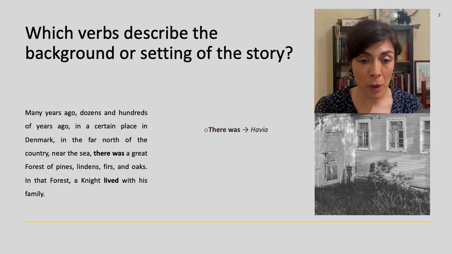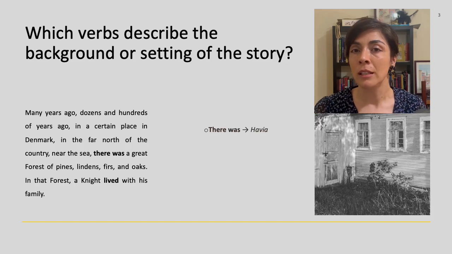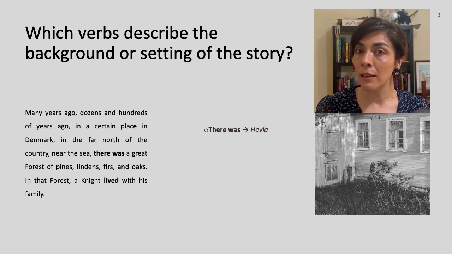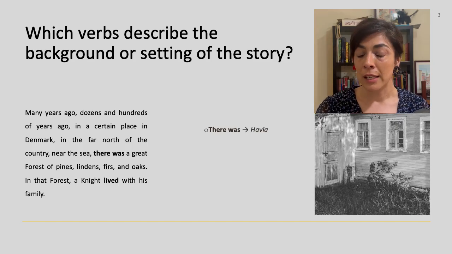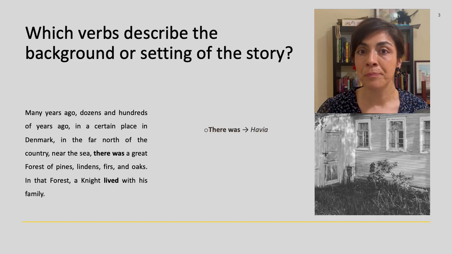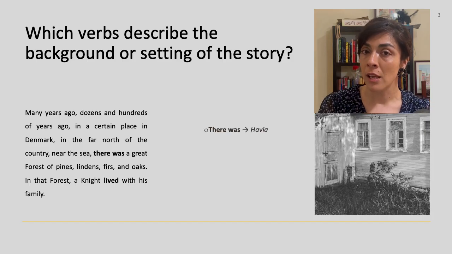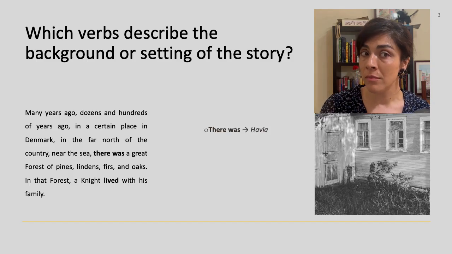Now, in this passage, you can see another verb. A knight lived with his family. Now again, what is the verb to live in Portuguese? Right. Concerning living inside a house, living connected to an address, it is a regular verb from the first conjugation group. So it's the verb morar. Now, again, the big question is, should the verb morar be in what past tense?